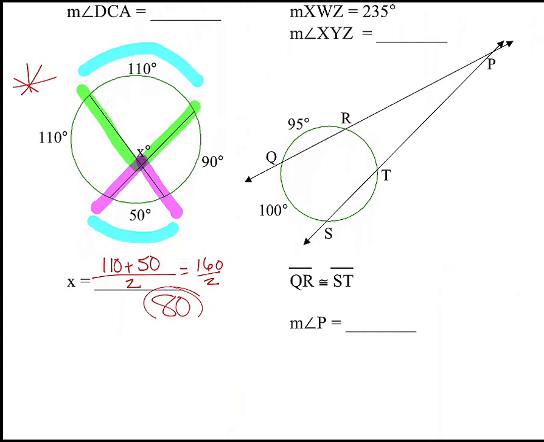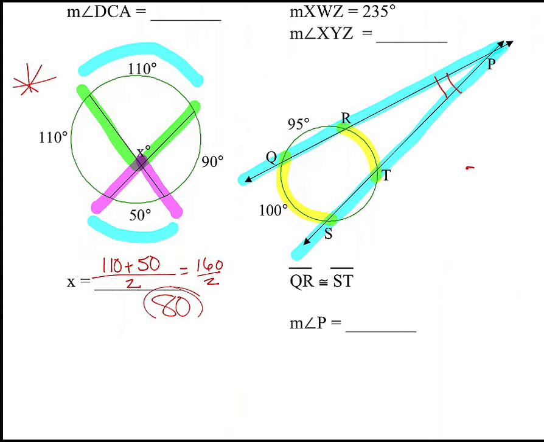Next example. On the next example, we're looking for the measure of angle P. So angle P is this angle that comes through the circle. It's outside the circle, so that means I'm going to take half the difference of the two intercepted arcs. Well, the intercepted arcs would be this small arc RT and this big arc of 100.